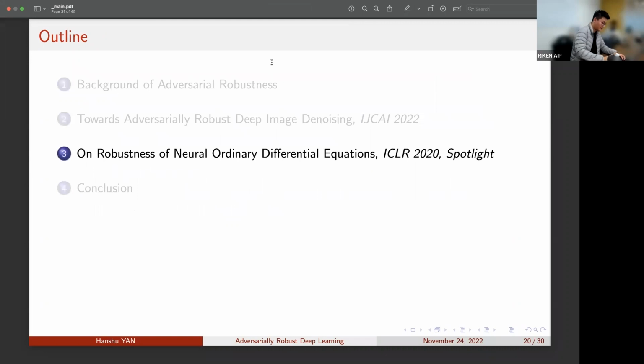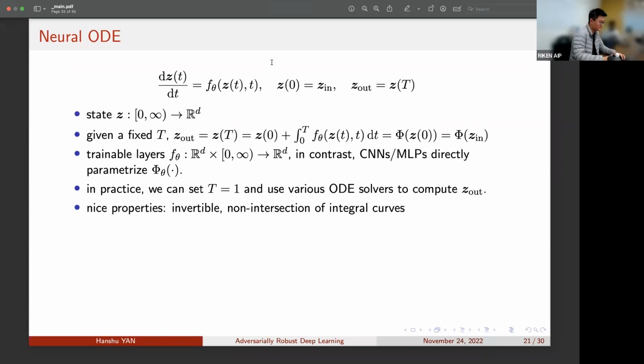Then we move to the second work, on the robustness of neural ordinary differential equations. In the previous work, we tried to robustify the model from the perspective of training strategy. Now, we also know that the model architecture is a very critical part of robust deep learning. So in this paper, we study the robustness property of a novel model family, NeuralODE. NeuralODE was quite novel in 2020, and now it has been explored for two or three years. Let me briefly introduce the NeuralODE models.